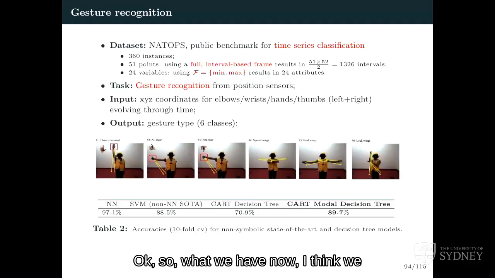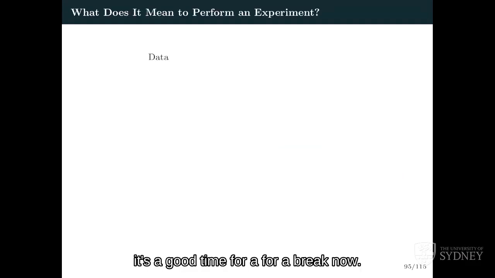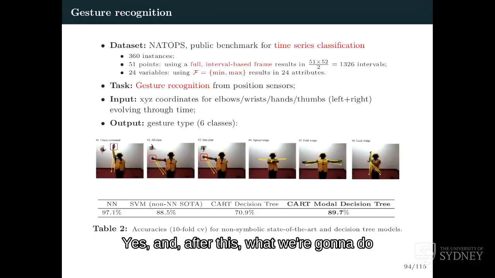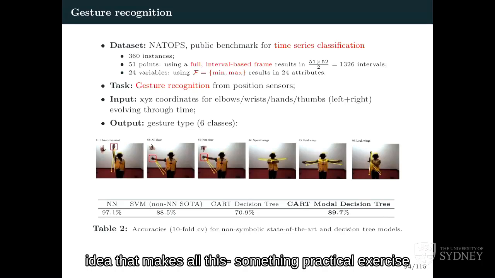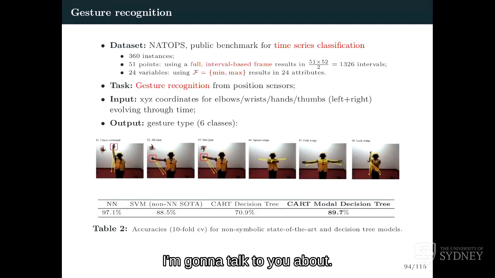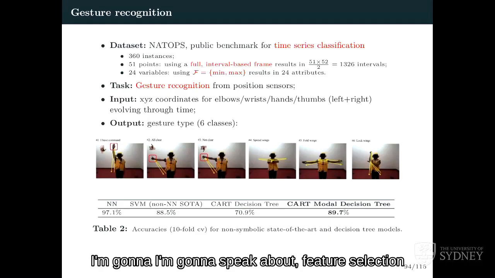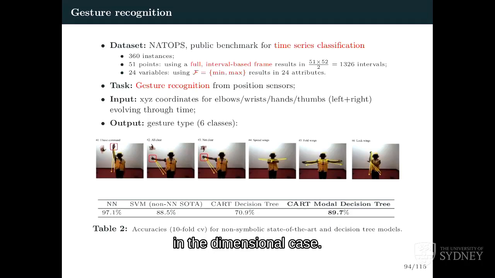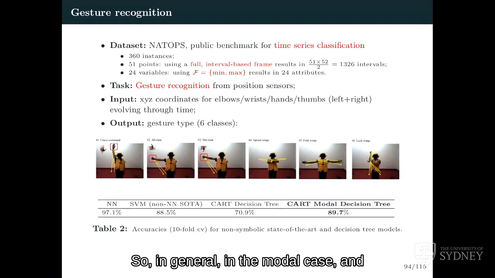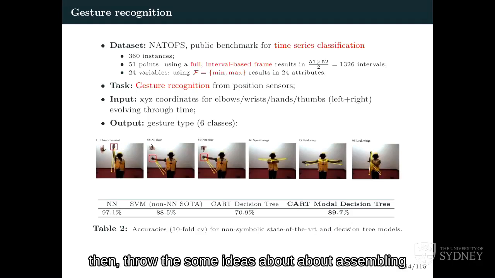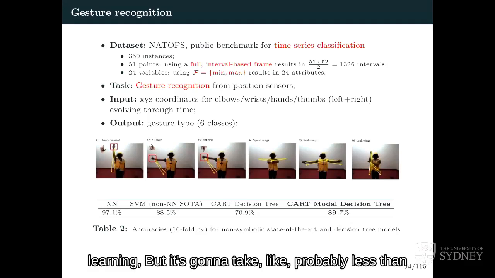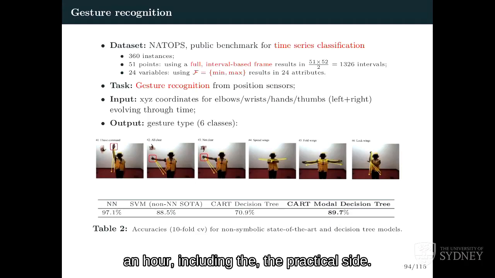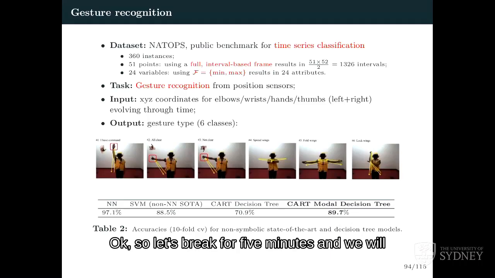Okay, so I think it's a good time for a break now. After this, we're going to throw in some other ideas that make all this a practical exercise. I'm going to speak about feature selection in the dimensional case, so in general in the model case, and then throw in some ideas about sampling and one more idea about multimodal learning. But it's going to take probably less than an hour, including the practical side. Okay, so let's break for 5 minutes, and we will be back.